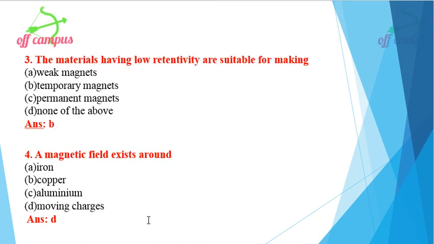Then next question, the materials having low retentivity are suitable for making weak magnets, temporary magnets, permanent magnets, none of the above. So, the materials having low retentivity are suitable for making option B, temporary magnets. Then question number 4, a magnetic field exists around iron, copper, aluminum, moving charges. A magnetic field exists around moving charges. Option D is the right option for this question.